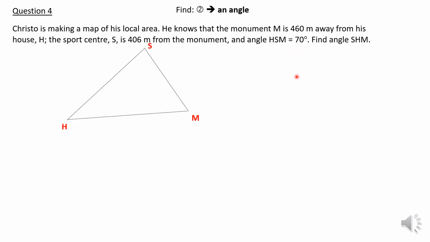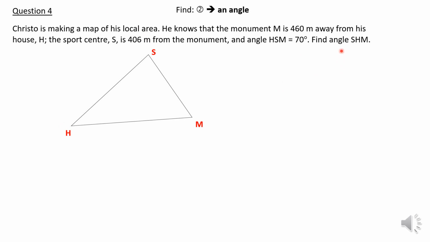Now I'm bringing in a diagram that I made. We are supposed to find angle SHM, this particular angle here. Let's see what information we are given. I've put that angle 70 there, I'm given this distance here, 460, and I'm given another side there. So what I essentially have is a completed pair, a full pair: an angle and a side given to me. So I can therefore use my formula.